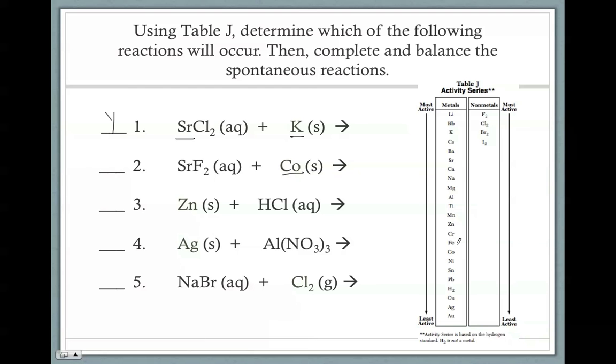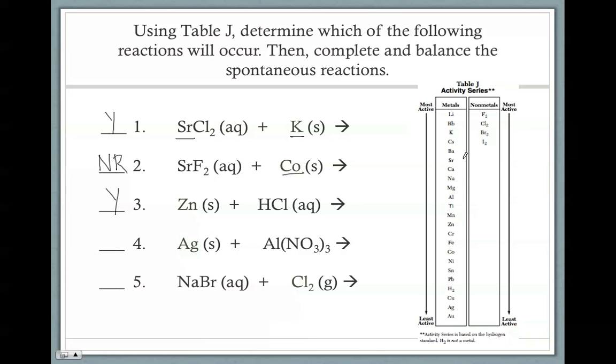So if you want to, you can pause and try out the rest by yourself. Here we're looking at cobalt is lower than strontium, so this will be no reaction, because cobalt isn't reactive enough to replace strontium. Here we have zinc and hydrogen. Zinc is right here on table J. Hydrogen is below it. So that means then that yes, zinc is more reactive than hydrogen, so zinc will replace hydrogen.